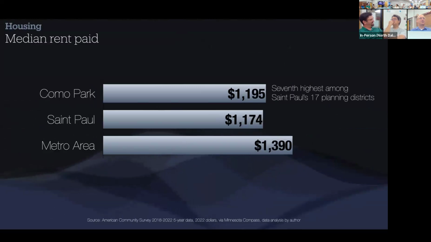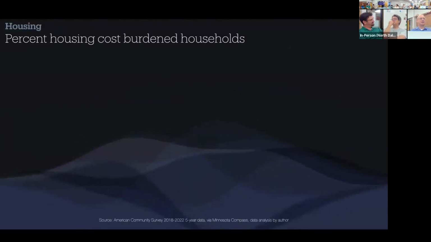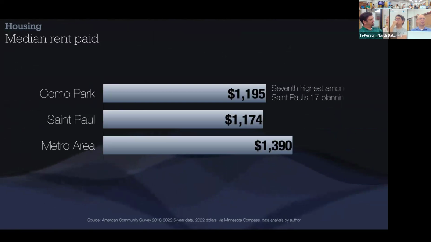Median rent paid, Como is very similar to St. Paul. Oops, didn't mean to go by that. So we're right in the middle of the pack in the city. We're a little bit below the metro area.